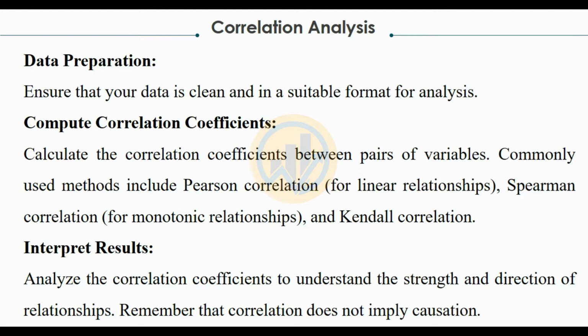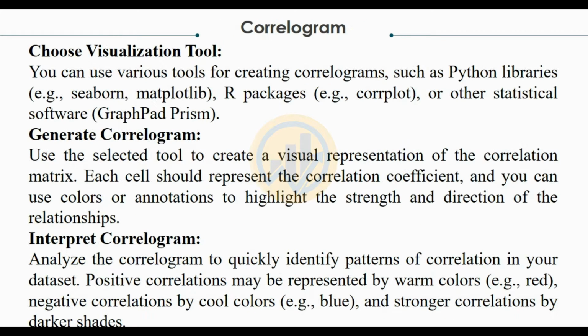Okay, the data preparation for the correlation analysis. Ensure that your data is clean and in a suitable format for the analysis. Compute correlation coefficients. Calculate the correlation coefficients between pairs of variables. Commonly used methods include the Pearson correlation for linear relationship, Spearman correlation for monotonic relationship, and Kendall correlation. Then interpret the result. Analyze the correlation coefficients to understand the strength and direction of the relationship. Remember that correlation does not imply causation.